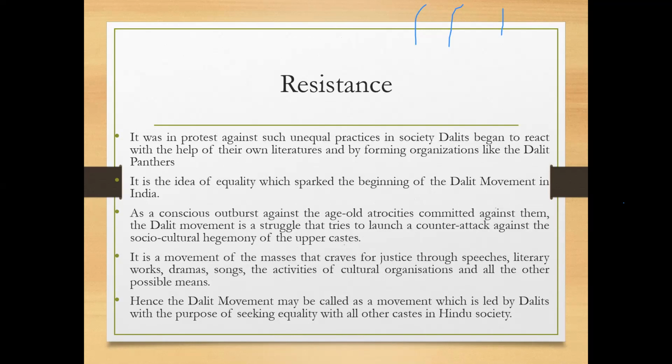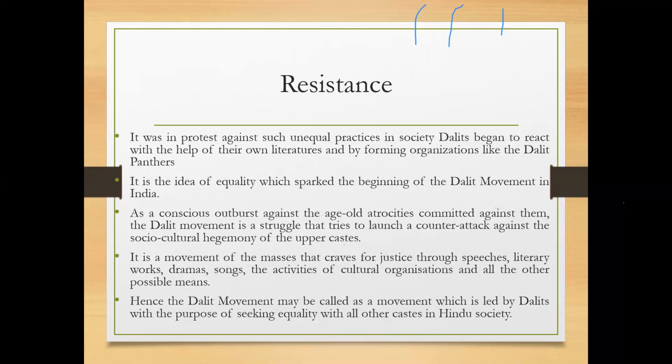So what do we see? That when these things were continuing in society, there were people who went against the system and tried to resist the system. So they tried to organize their movement, and such a movement is considered the Dalit movement. And Dalit Panthers were also there.